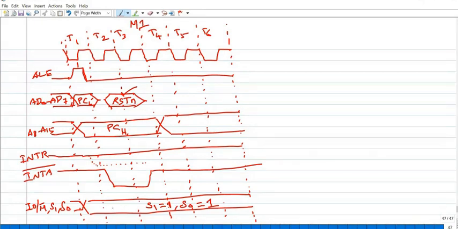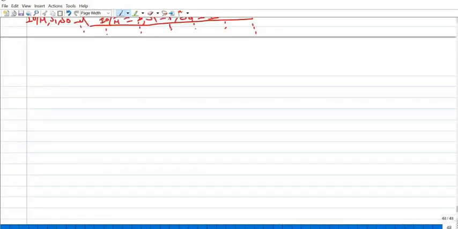And IO/M bar must be 1, because the interrupt comes from external IO devices. So you have to mention IO/M bar equal to 1, S1 equal to 1, S0 equal to 1, which indicates machine cycle 1 is the interrupt acknowledgement machine cycle. Read bar signal is high only. Write bar also high only.